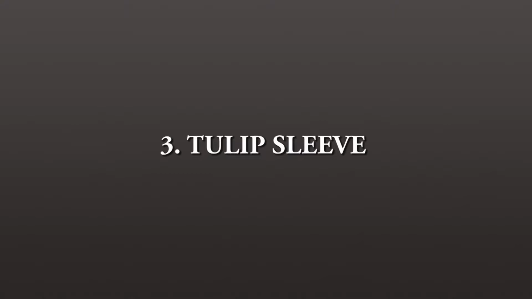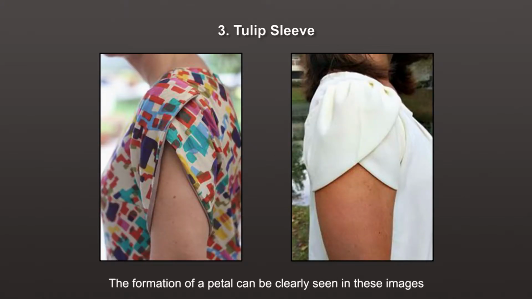Tulip sleeve. The tulip sleeve is a variation of a cap sleeve. It is created by overlapping two pieces of fabric that form a recognizable shape of a tulip, and hence the name. It is also called petal sleeve. In the images that we see here, the formation of a petal can be clearly seen.